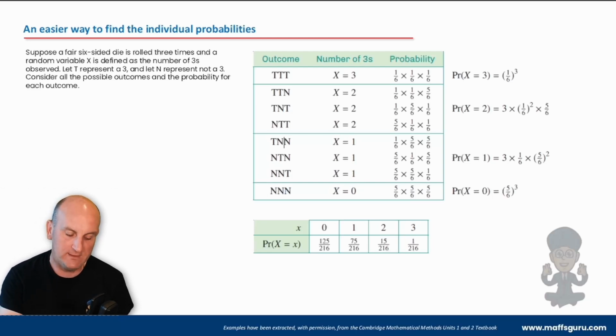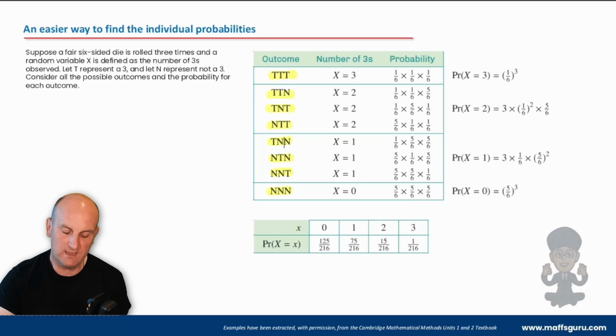Hopefully you're happy now to read this: there could be 3 Ts, so that could be 3 3s. Here we've got 2 3s and not a 3. Here we've got 2 3s, not a 3. And here we've got 2 3s, not a 3. Here we've got a 3 and 2 not 3s. Then there's 1 3 and not 3s, and then no 3s.